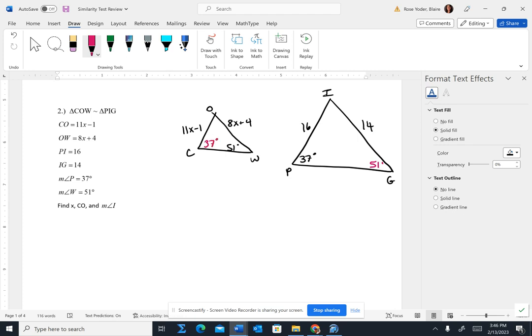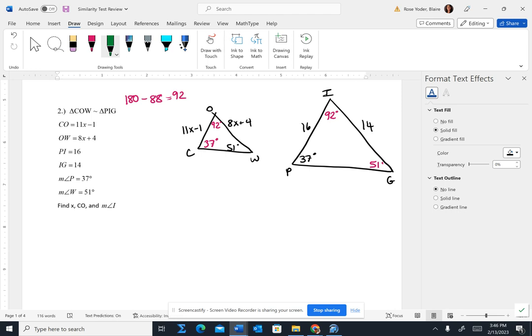And then I just need to use my magic number 180. So I'm going to add up 37 and 51. It's 88. And I can just do a quick 180 minus 88, and that equals 92. So the measure of angle O is 92 degrees, and the measure of angle I is 92 degrees. So remember, these side lengths are proportional, but the corresponding angles are just congruent. So it looks like we found the measure of angle I already.